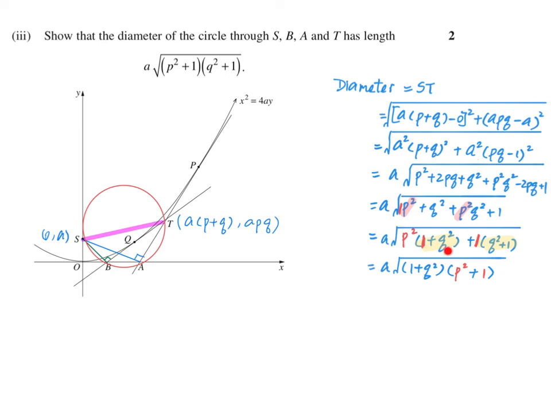After you take out the common factor of 1 plus q squared, you get to the answer.